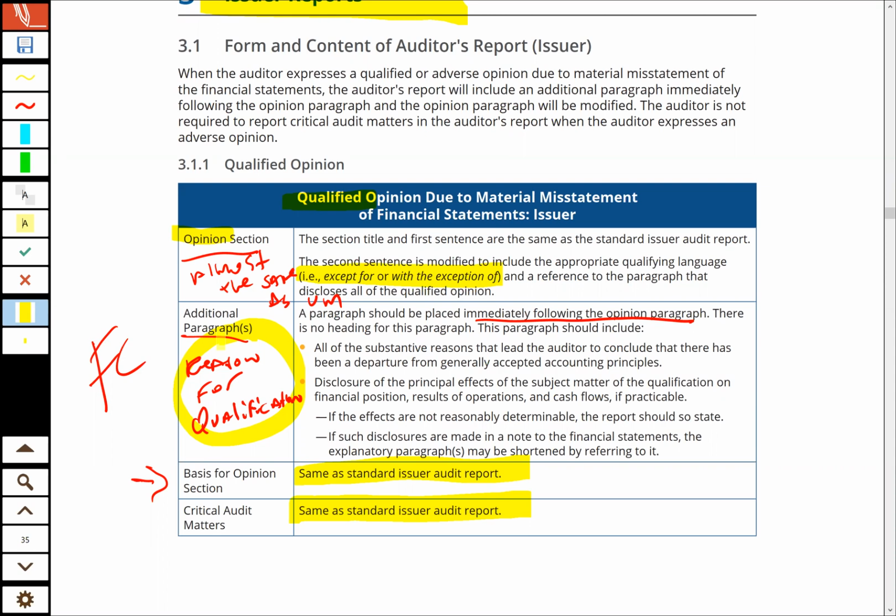So what I want you to do with this flashcard, again, you've got the unqualified report memorized. Just know the structure. The opinion paragraph, almost the same, but you have to put the words except for. Then you don't do this in the unmodified. Then you put this additional paragraph that is the reason for your qualification. Then you put the basis for your opinion, which is the same that we saw for the unqualified report.